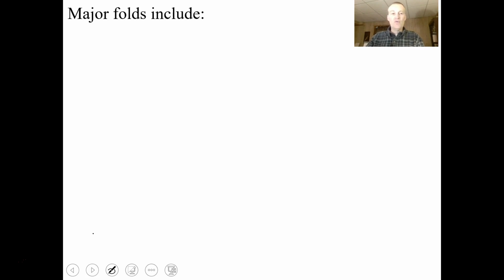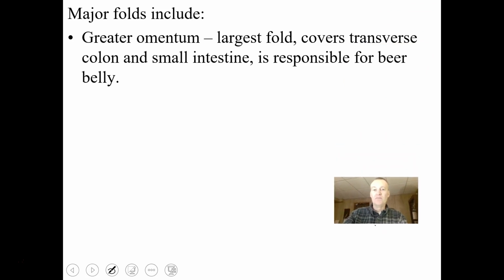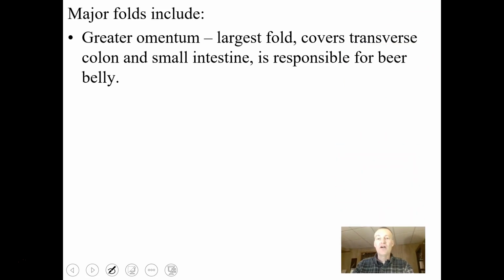So let's look at these folds. The first fold we're going to see is called the greater omentum, and it's the largest fold. It covers the transverse colon and the small intestine, and if you see it in people that have lots of adipose tissue in it, it's responsible for what we call the beer belly. So if you look at people at the beach and you see a big beer belly, that particular physical characteristic is created by adipose tissue that's being collected in the greater omentum.